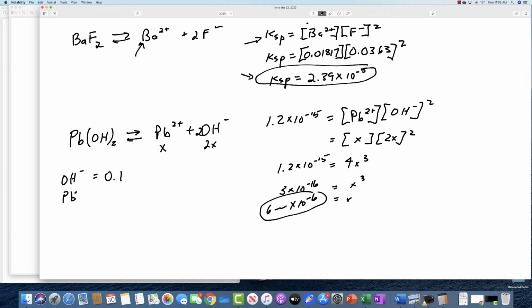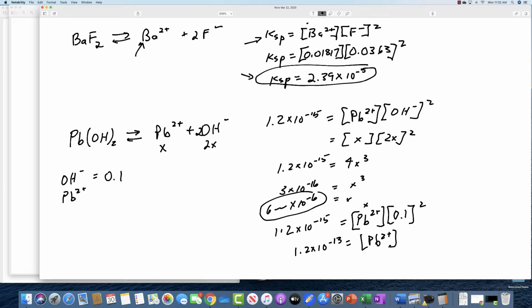And we're asked what the lead concentration is. So what we do this time is we say that 1.2 times 10 to the minus 15 is equal to the lead concentration, which we don't know, which we can also call X if you want to, times 0.1 squared. 0.1 squared is 0.01. You divide both sides by that, you get 1.2 times 10 to the minus 13, and that's going to be the lead concentration. And so those are the two problems on the quiz, and that represents the answers to the quiz.